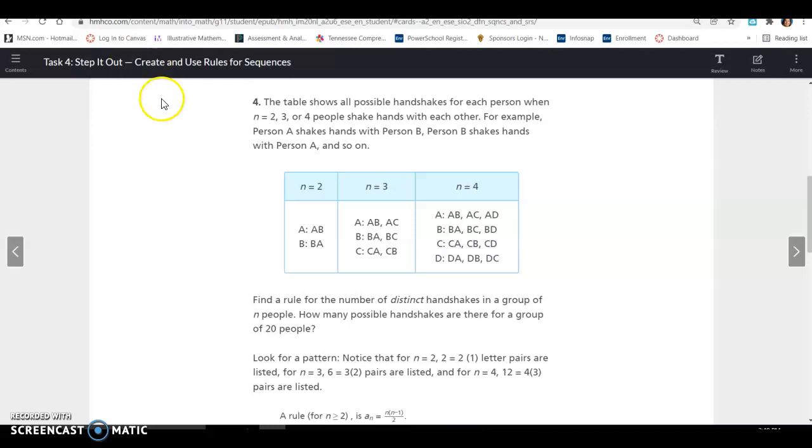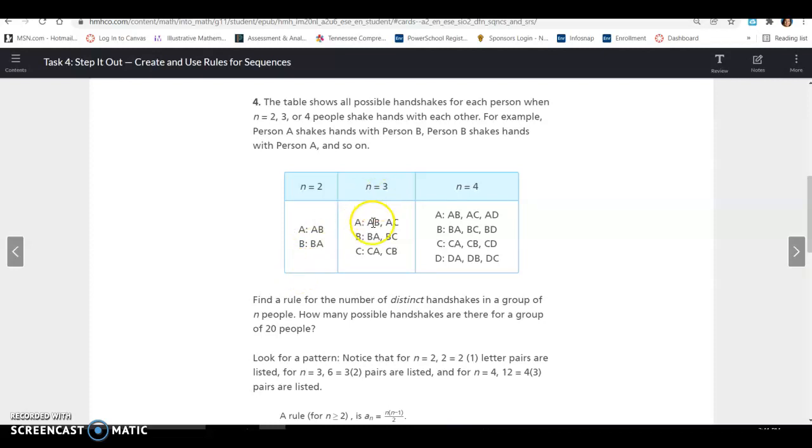People shake hands with each other. For example, person A shakes hands with person B. Person B shakes hands with person A, and so on. So here for two people, you've got AB and BA. So it's two possible scenarios depending on which person started the handshake.